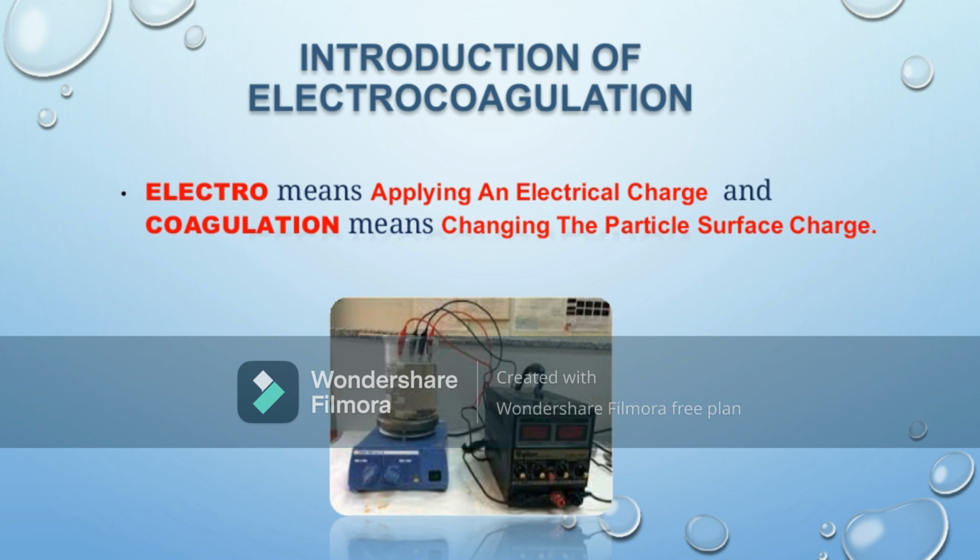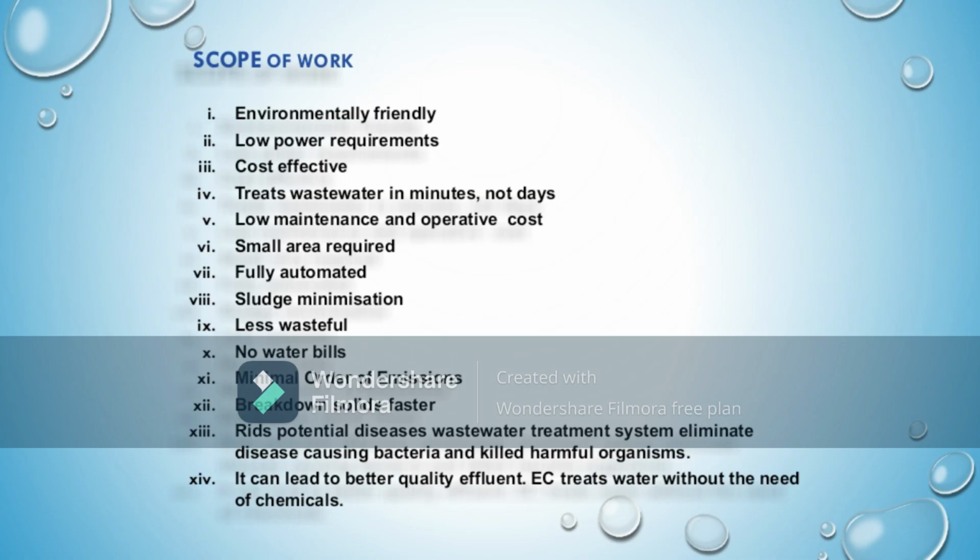Introduction of Electrocoagulation. Electro means applying an electrical charge and coagulation means changing the particle surface charge. Electrocoagulation is the process of destabilizing suspended, emulsified, or dissolved contaminants in an aqueous medium by introducing an electrical current into the medium. Scope of work.